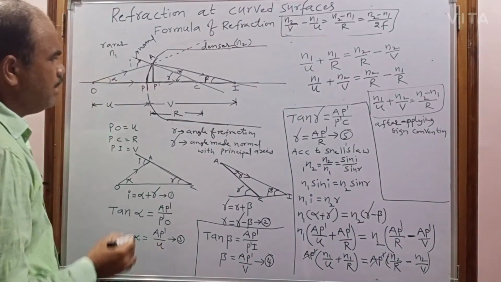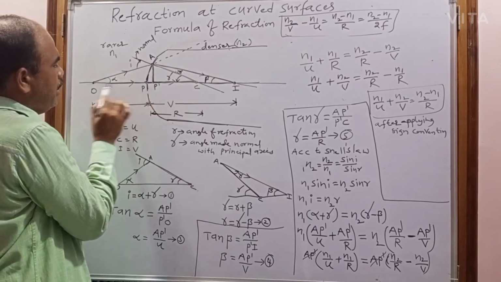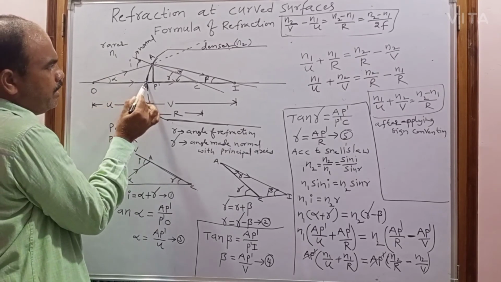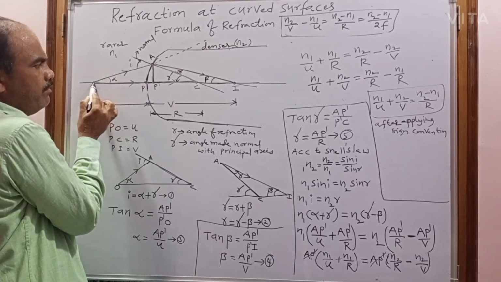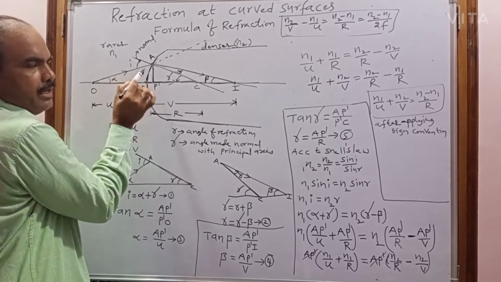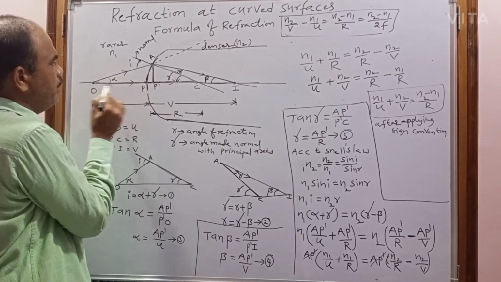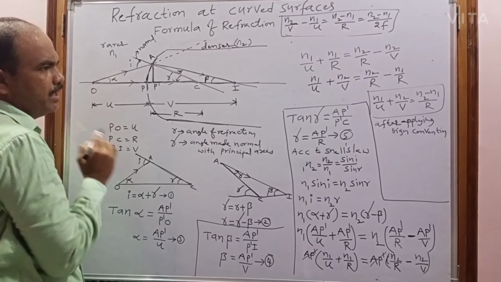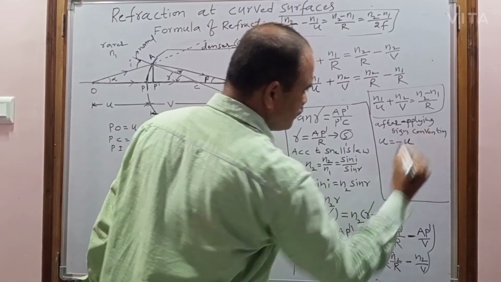After applying the sign convention, all the distances are measured from where? The pole. So when we measure the object distance, from the pole you start and move towards the object, but in which direction are you moving? This is the incident ray direction, so you are moving opposite to the incident ray. That's why this OP is taken as negative. OP means the object distance. That's why the object distance U is taken as minus U.